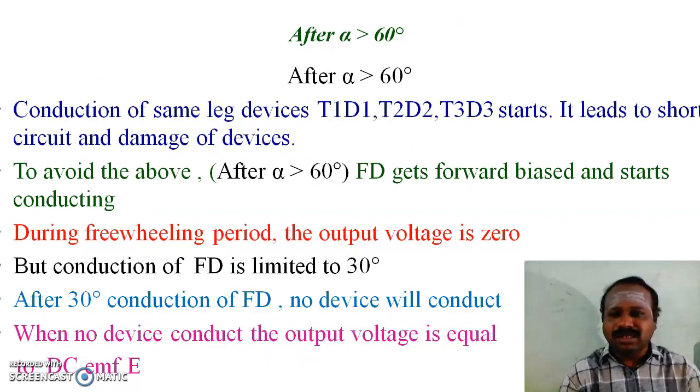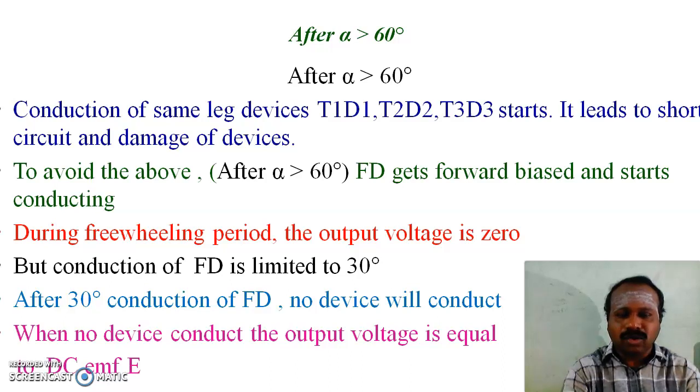After alpha greater than 60, conduction of same leg devices, that is T1 D1, T2 D2, T3 D3 starts. It leads to short circuit and damage of devices. To avoid this, after alpha greater than 60, the freewheeling diode gets forward biased and starts conducting. During the freewheeling period, the output voltage is 0 because it makes a short circuit across the load. We know that the voltage across a short circuit is 0. But the conduction of the freewheeling diode is limited to 30 degree. After 30 degree conduction of the freewheeling diode, no device will conduct. When no device conducts, the output voltage is equal to the back EMF of the DC motor.